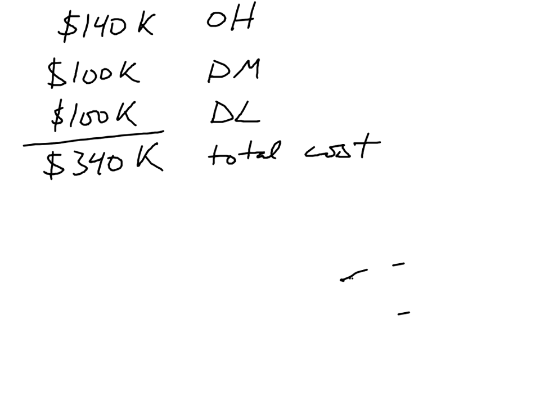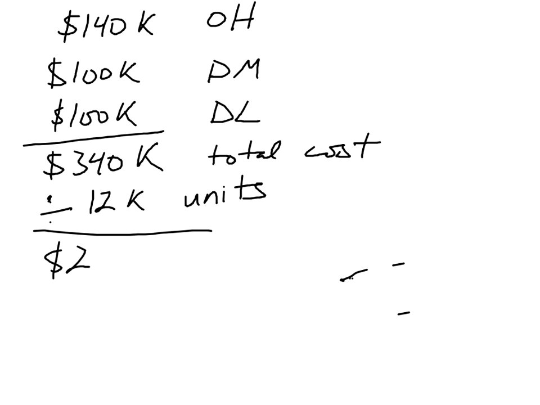All right, and then you divide that by the number of units, and it says in the second paragraph that there were 12,000 units of M008. So 340 divided by 12, and you get $28.33. Right, so that's the answer to Part A. All right, so you guys calculate the amounts for M123 on your own.